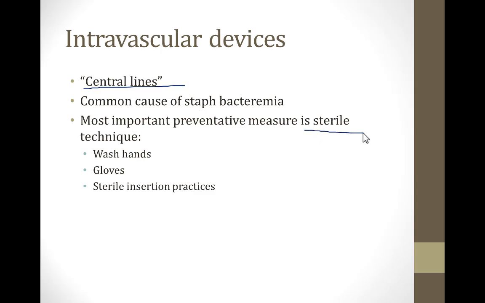So if you're ever asked on a board question, how could staph bacteremia have been prevented, the answer is to wash your hands before you put the central line in, and then also use gloves and also use sterile insertion practices. Some of you may know that checklists are often used in intensive care units to make sure that everyone has properly washed their hands and prepped the patient, and these checklists alone have been shown to reduce rates of bacteremia because patients then get the central line put in under sterile conditions and they don't accidentally make the patient sick.